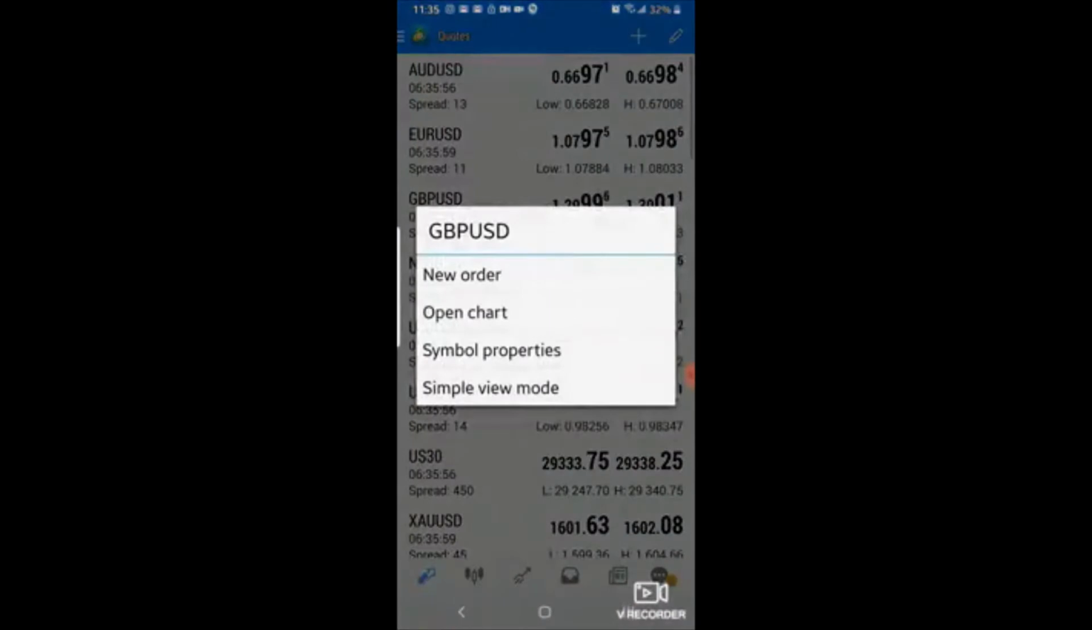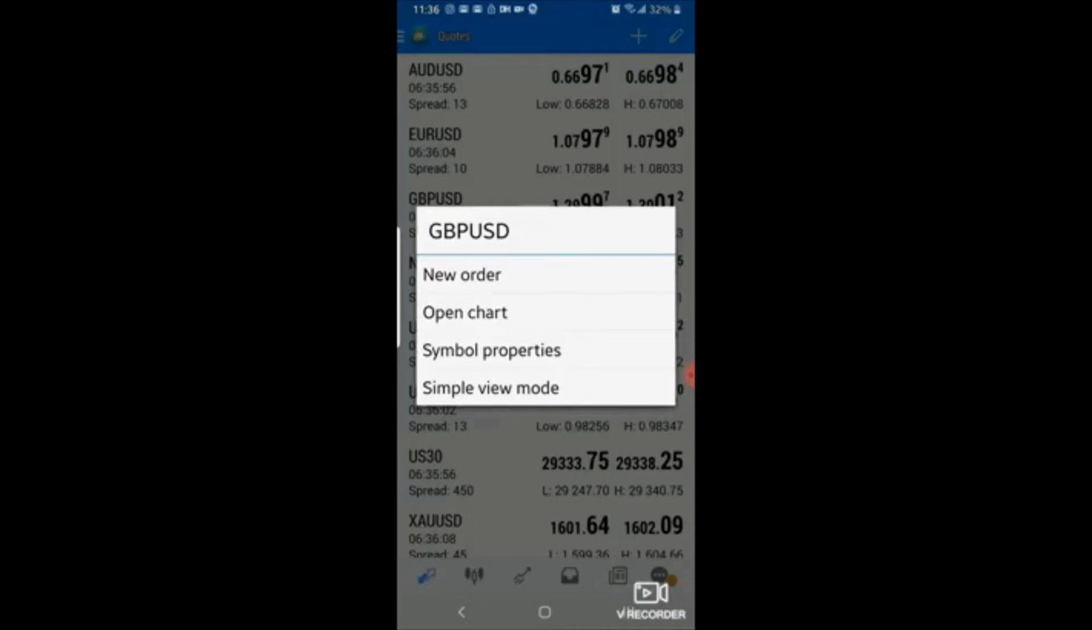When you open up your MetaTrader 4, you'll be presented with quotes. I'm going to click GBP/USD and you'll get this: new order, open chart, symbol properties, and simple view mode. You always want to keep your charts on advanced view mode so you can see the spread and the high and the low within the charts.